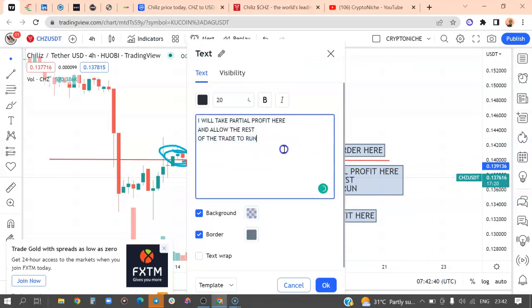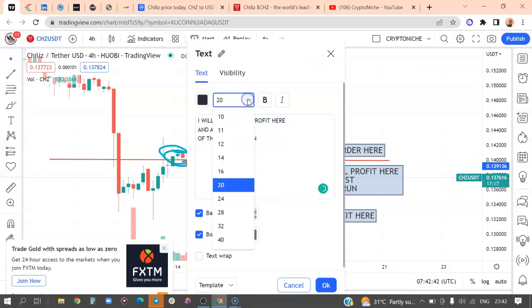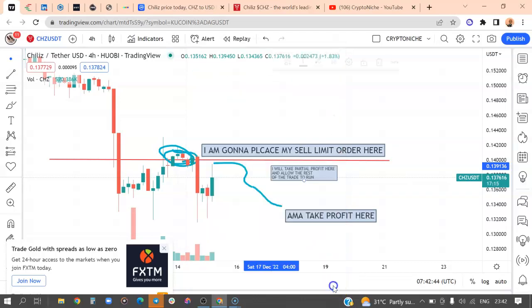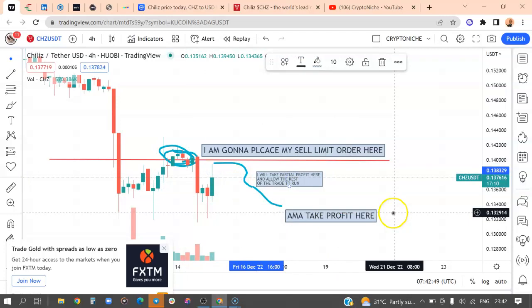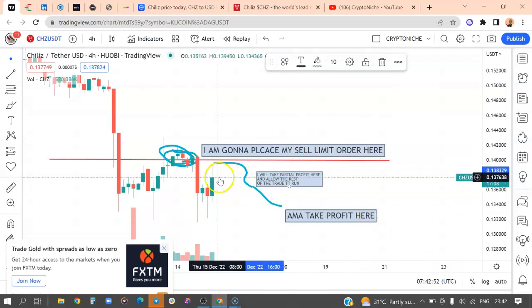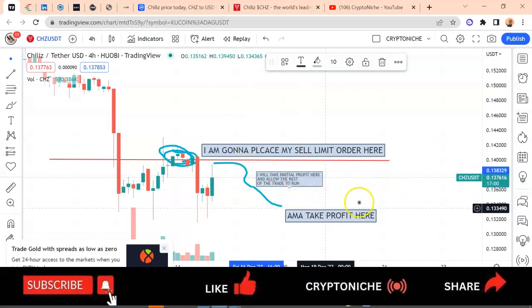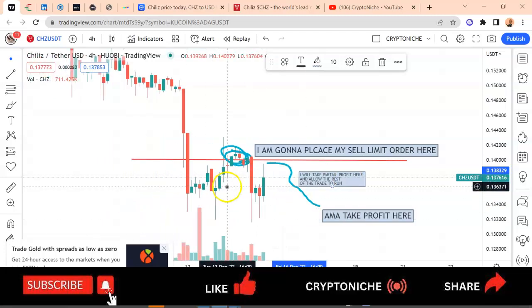I'll make it 10, so that it can be smaller. Exactly. That's a nice strategy to trade this, absolutely nice, because you are not going to take profits all at the same time.